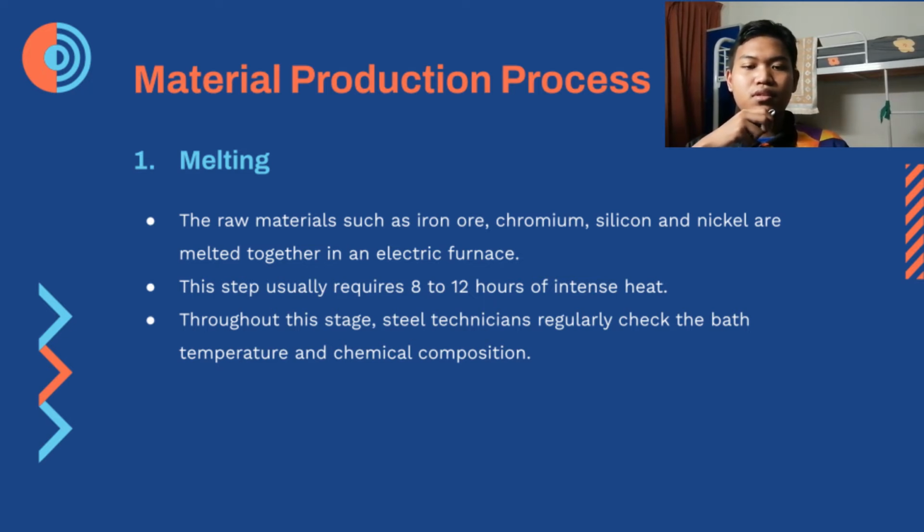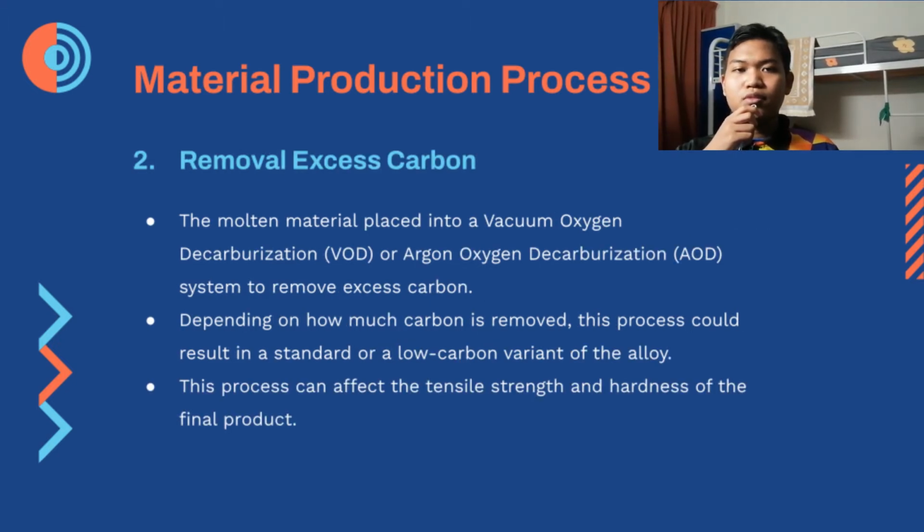In this process, the raw materials such as iron ore, chromium, silicon, and nickel are melted together in an electric furnace. This step usually takes about 8 to 12 hours of intense heat, which is the melting point for stainless steel. Throughout this stage, steel technicians will regularly check the bath temperature and chemical composition. The second process is removal of excess carbon.